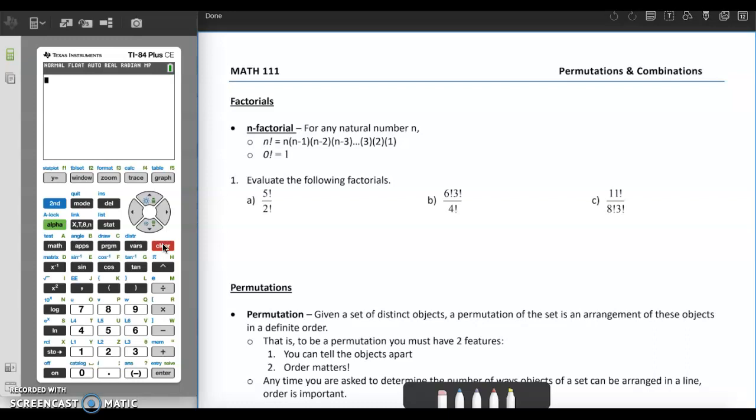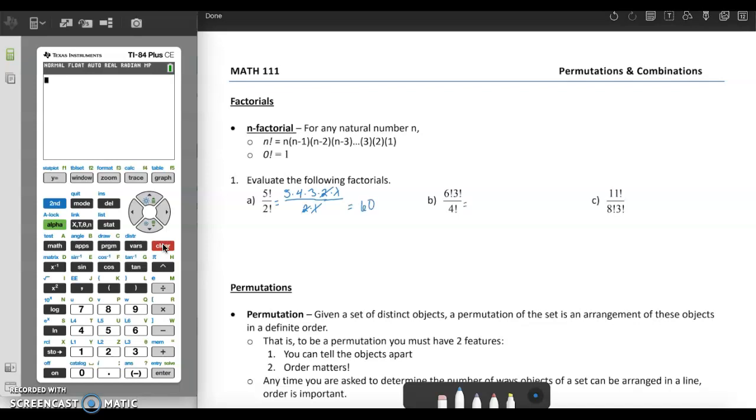So let's practice evaluating some factorials. The first one says 5 factorial over 2 factorial. What this would mean is to take 5 times 4 times 3 times 2 times 1. That's what 5 factorial means to do. And divide that by 2 times 1. The easiest way to do these is to just cancel out the like factors. And so on this one we end up with just 5 times 4 times 3, which is 20 times 3, which is 60.